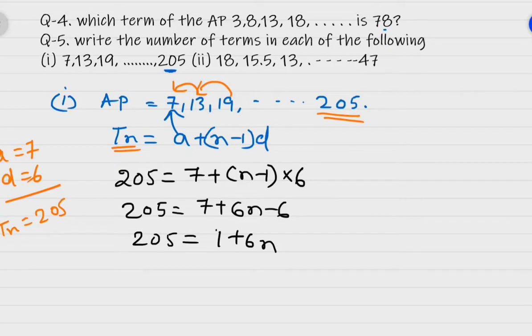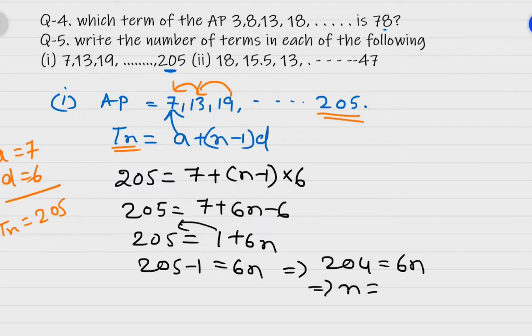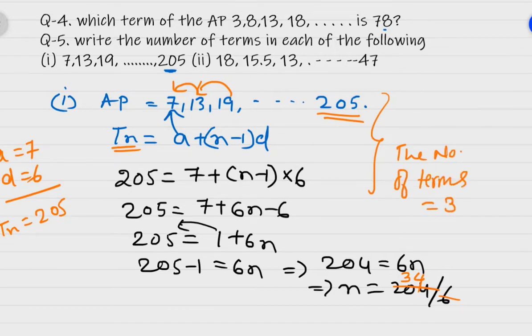So if you take this 1 to this side, it will become 205 minus 1 is equal to 6n. This implies 204 is equal to 6n and n is equal to 204 by 6. So how much is the value here? You can do it. 6 3s are 18, 2 left 24, 6 4s are 24. So n is equal to 34. So here the number of terms is equal to 34.